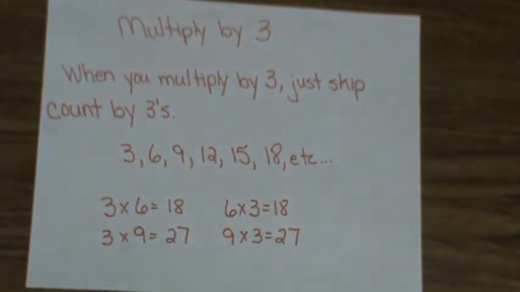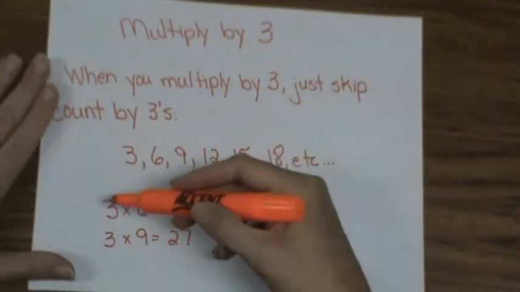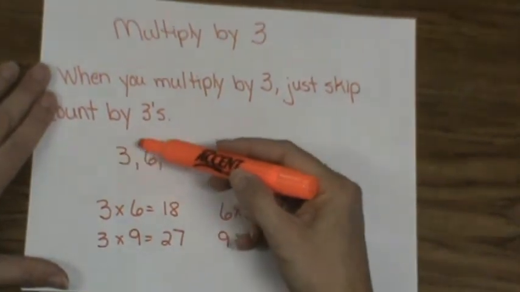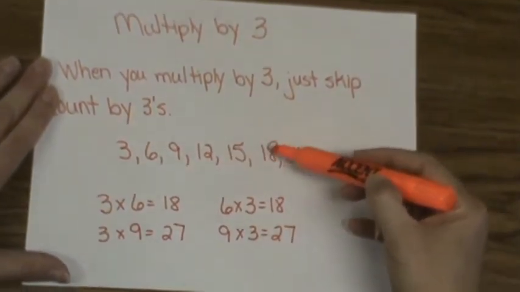We skip count by 3: 3, 6, 9, 12, 15, 18. Then it goes on and on. And you're just going to have to memorize these facts, but as you're learning them, you skip count that many times. So if I'm going to do 3 times 6, I'm going to skip count 6 times. 1, 2, 3, 4, 5, 6.